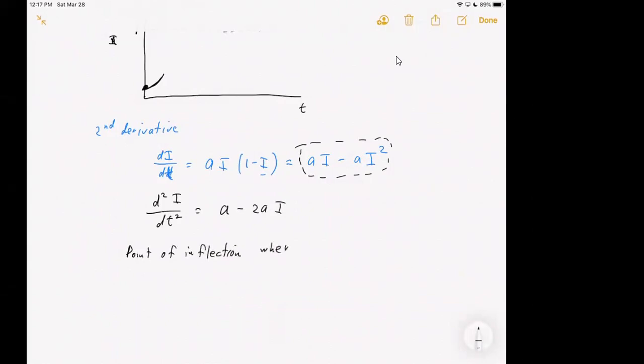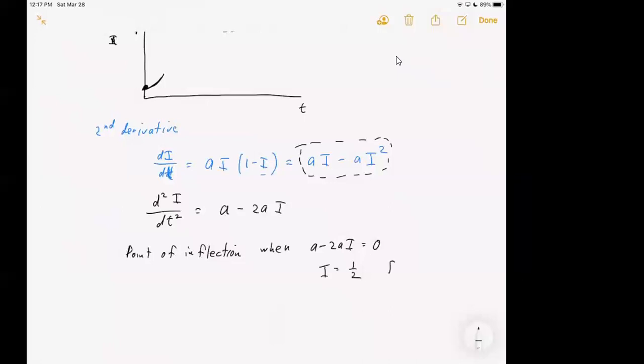when a minus 2ai is equal to 0. And with a little bit of quick algebra, we can say that I must be 1/2. Okay, but sub that back in real quickly, and you'll see that that is the infection percentage. Okay, 50%. That is where we'll have a point of inflection.